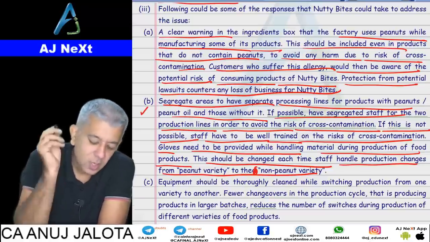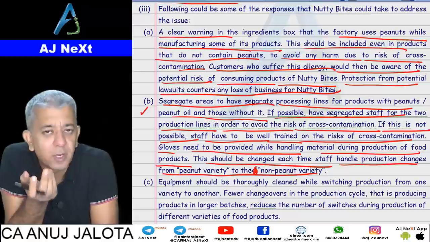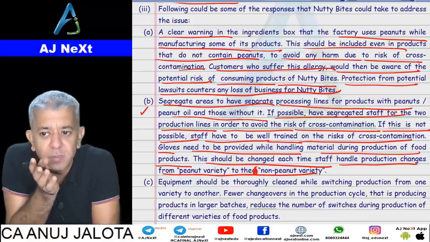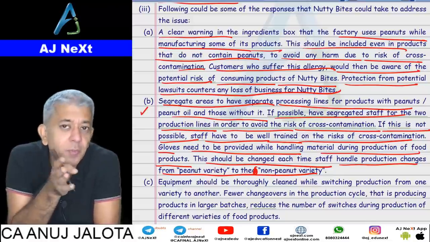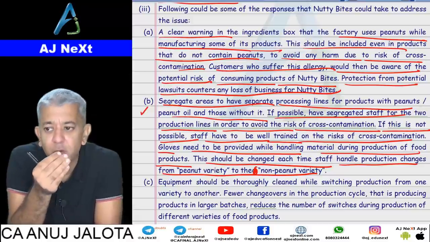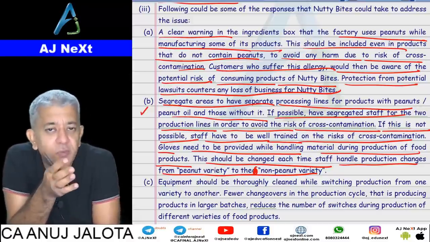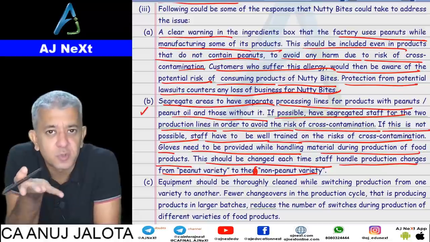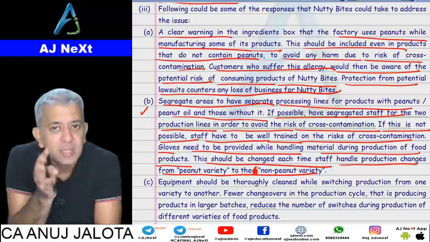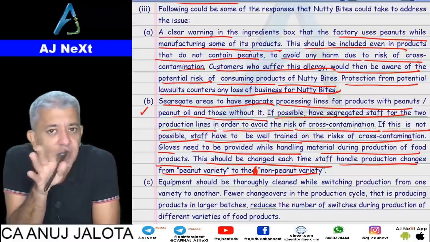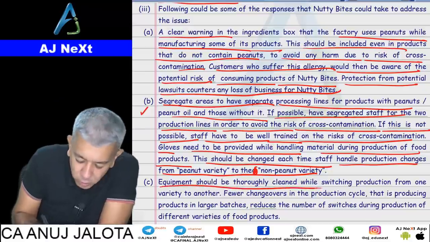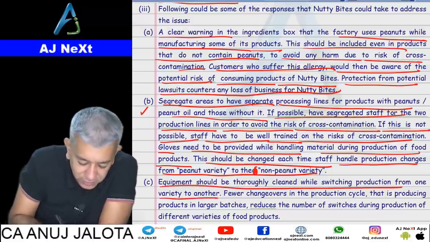Now, we'll understand this if you go to McDonald's, these guys are very careful about that. If there is someone making a veg burger and a non-veg burger, then before they switch over, they change the gloves. So there is no risk of cross-contamination. These are the things that most of the big companies take care of, so in future there is no problem. Then, equipment should be thoroughly cleaned while switching the production from one variety to another.